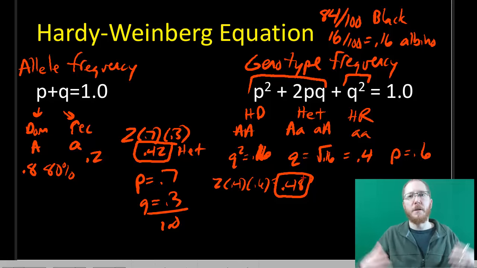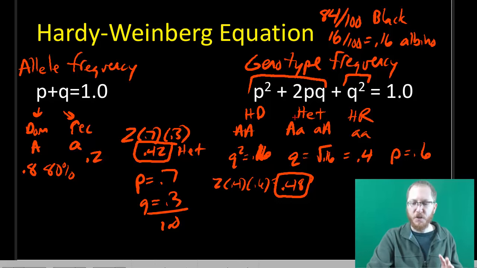Once I get Q squared, simple square root, I've got Q. Once I have Q, I can get P. And once you have Q and P, you can get anything you want. At that point, it's simple. So just make sure that you know these equations and you feel somewhat comfortable using and abusing them.